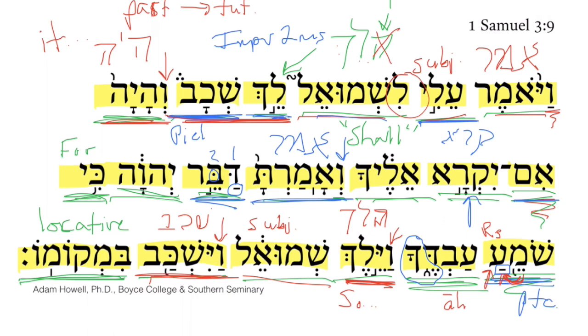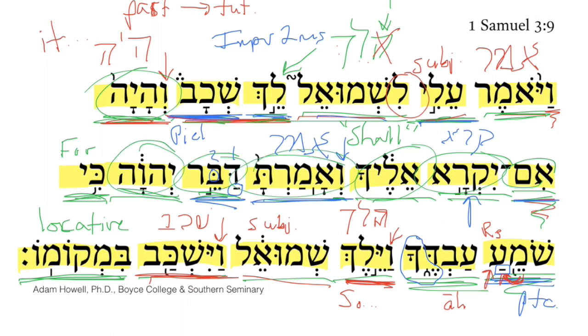So once more, the whole translation is, and then Eli said to Samuel, go, lie down, and it shall be, if he calls to you, that you shall say, speak, Lord, for your servant is listening. And so Samuel went, and he laid down in his place.